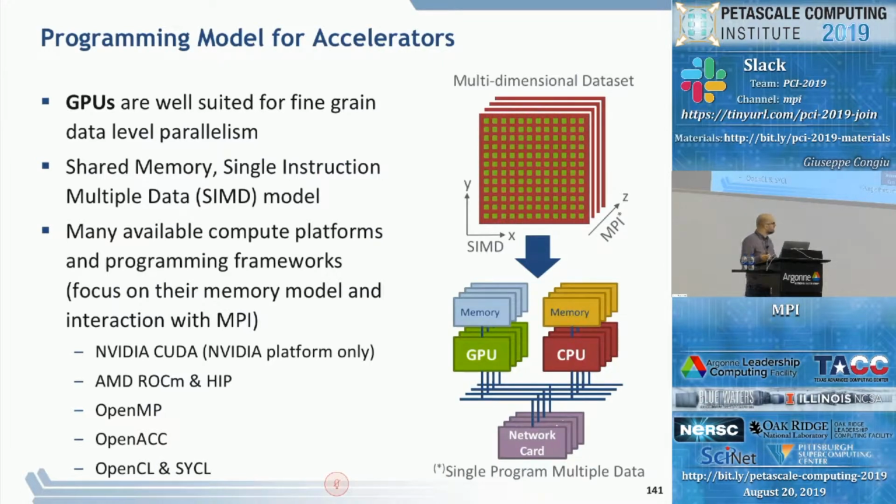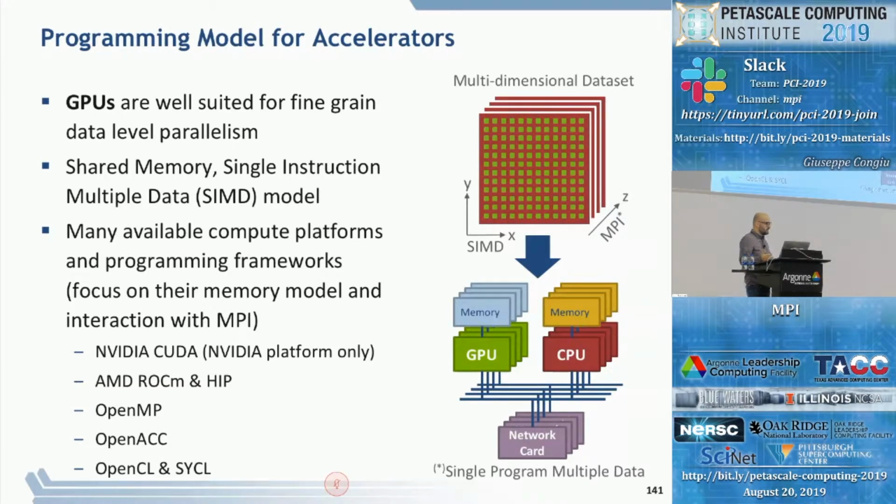So we see that GPUs are very well suited for fine-grained data level parallelism, in which we have our domain with different elements, and we can compute each single element independently using the cores in the GPU. So this model fits the shared memory single instruction multiple data model.